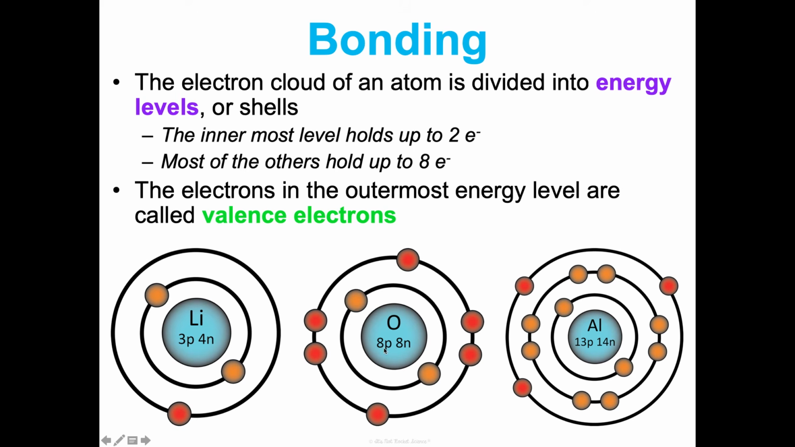Oxygen has 8 and 8, so its mass number would be 16. If it has 8 protons, it has 8 electrons in its neutral form. So again, 1, 2, 3, 4, 5, 6, 7, 8. And then aluminum, you can look here too. Notice that it has more electrons and thus it has more energy levels.